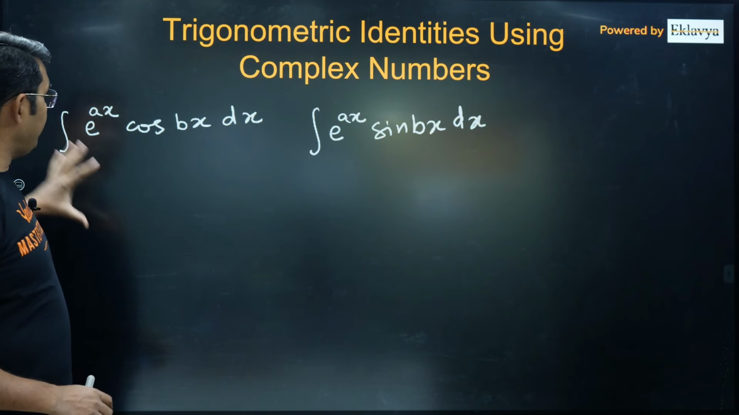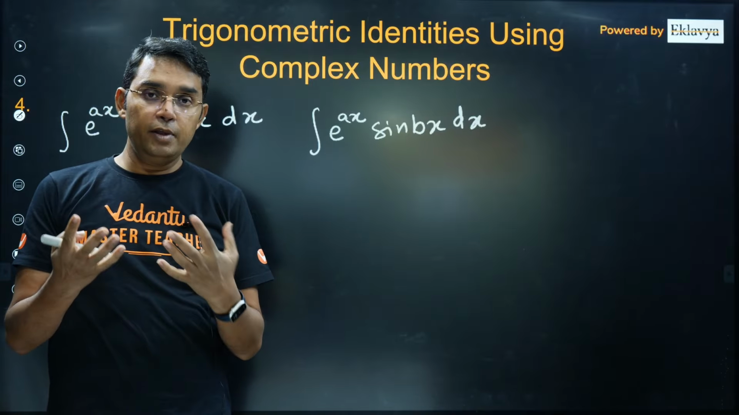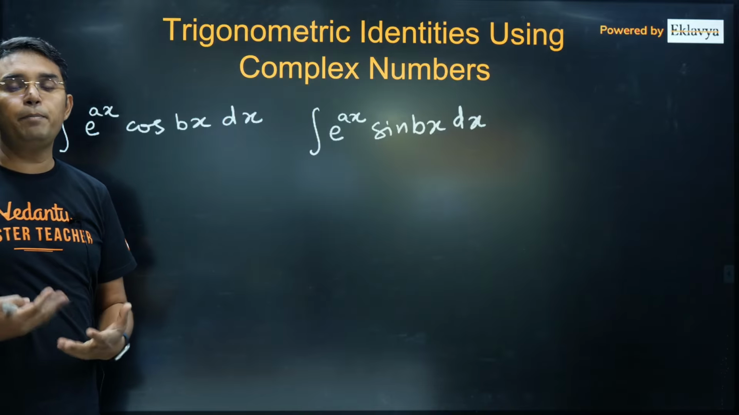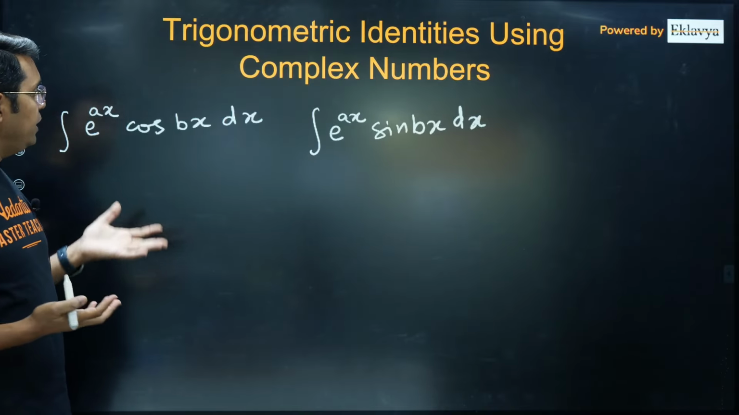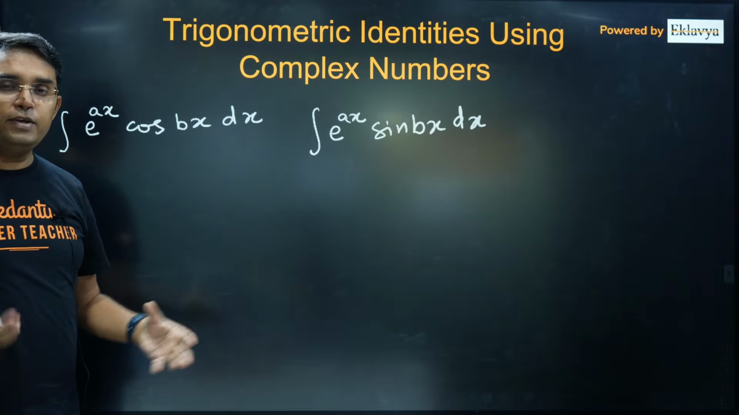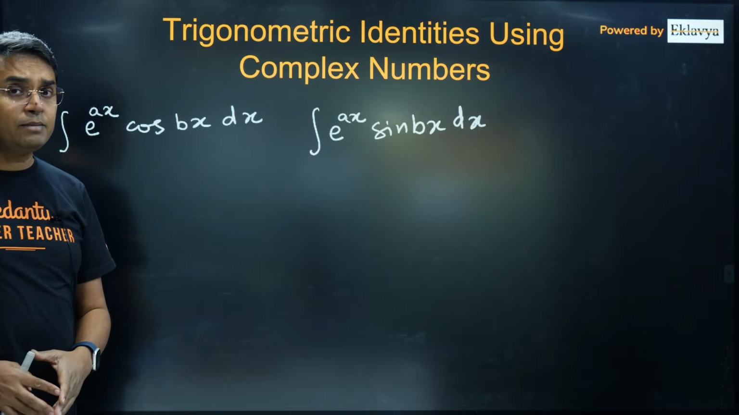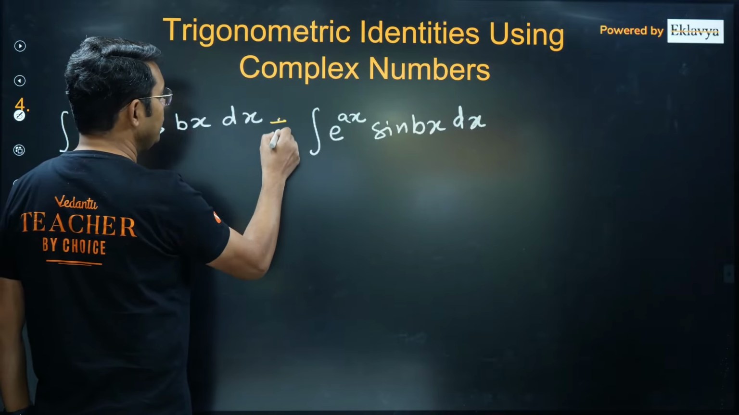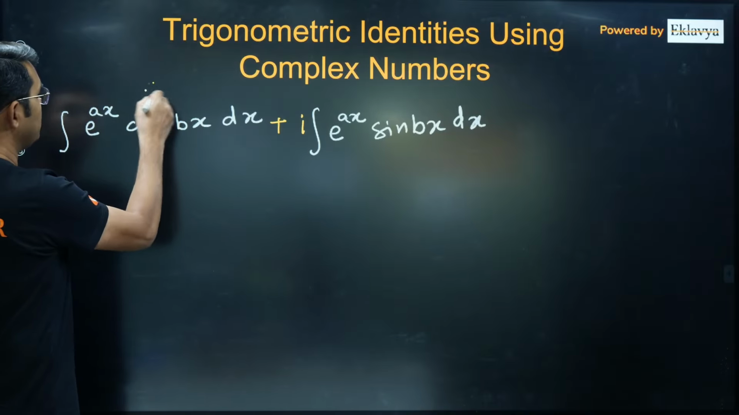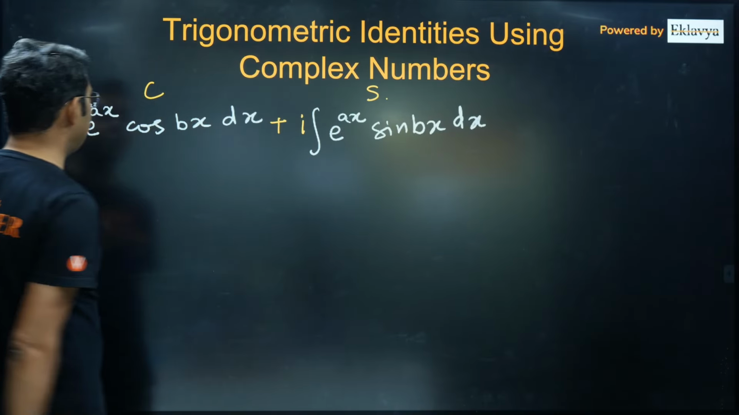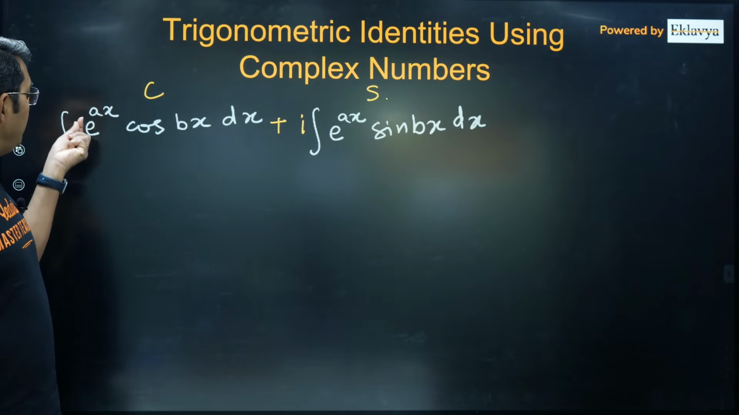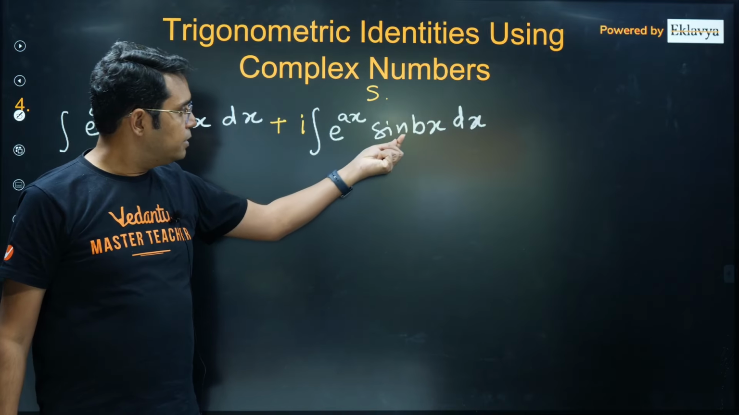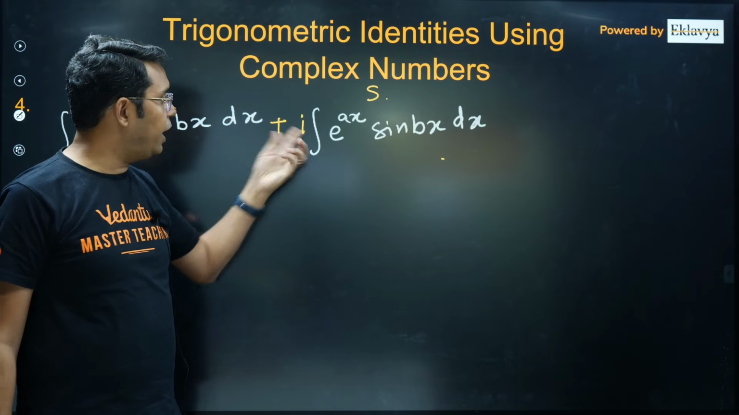One more thing that I have taken from integration. You might have done this integration with the help of integration by parts. I will tell you the integration of these two with the help of complex numbers, and which is super easy. Please see how that is super easy. What I will do, I will write this as, let's say, cos, and I will write this as a sine. What is this integral? e^(ax) cos bx plus e^(ax) sin bx. This I have multiplied with i.